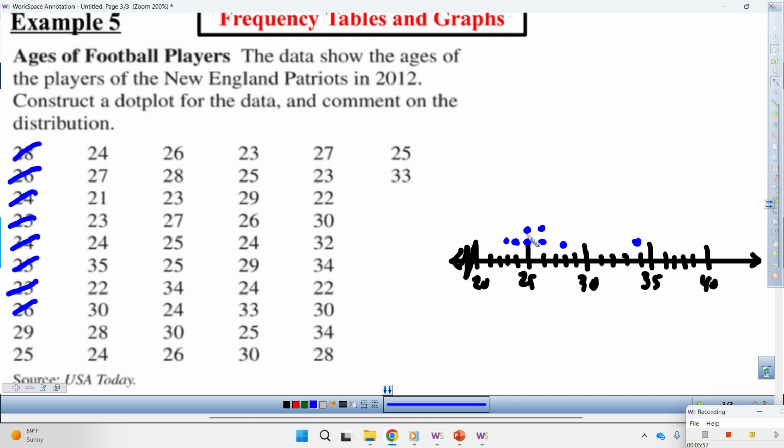26. 29. 25. 24. 27 and 21. 23 and 24. 35 and 22. 30 and 28.